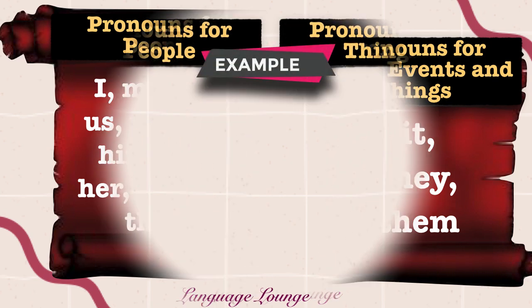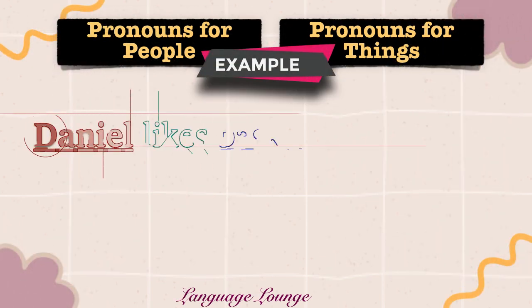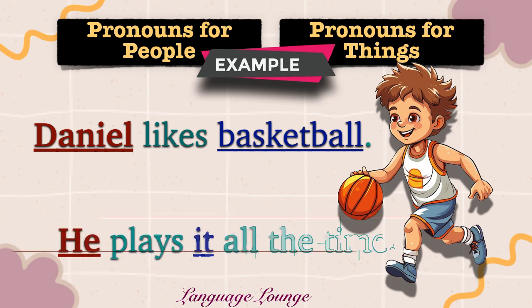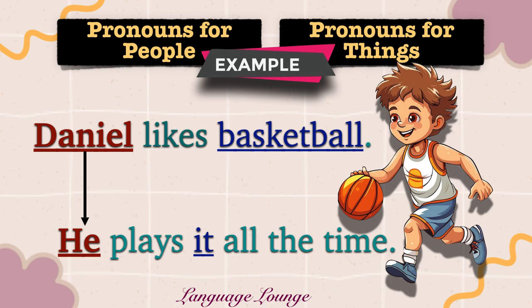Now that we have got the basics, let's explore how they work in action. Here is an example to understand it better. Daniel likes basketball. He plays it all the time. In this sentence, Daniel is replaced with the personal pronoun he, since we are referring to a male person. Instead of repeating basketball, we use it, a personal pronoun for things. See how personal pronouns make sentences smoother and clearer? Now, let's dive deeper.